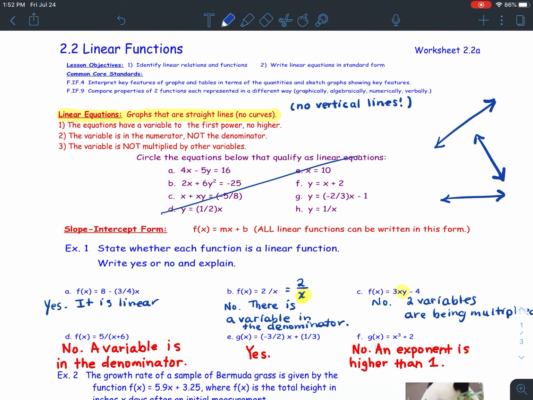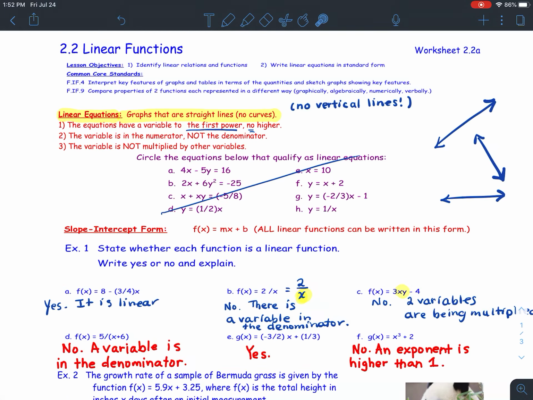Okay, the first one says that the equations have to have a variable raised to the first power, no higher. Okay, so if you're seeing something like an x squared or an x cubed, that automatically is going to disqualify that equation from being linear. I'll just draw your attention to the fact that on example F, and this is already filled out on your notes page for you, you can see here that for us to say whether this is a linear function, again, yes or no, we're responding no, this would not be linear, because we can see that the exponent is definitely higher than 1. We can see it's 3 there.